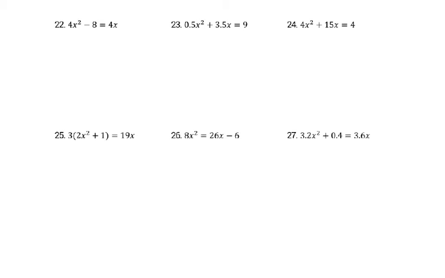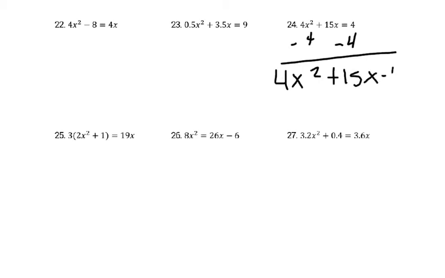Okay, so in number 24, we're going to subtract 4 on both sides, which gives us 4x squared plus 15x minus 4 equals 0. If we had a GCF, we could factor it out. Since we don't, we are going to use our box method.